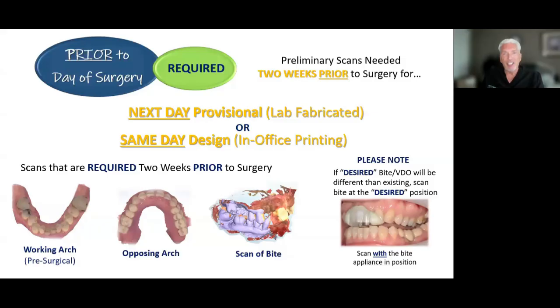But if you're going to open the patient's vertical, do that preliminary. Make sure they can tolerate the vertical you want to get them to. Then when you do your scan, scan them at your desired vertical. That way the laboratory can do the provisionals at that vertical, because the arc of closure changes as you change your vertical, and that may also change the plane of occlusion when the laboratory is designing your prosthesis.